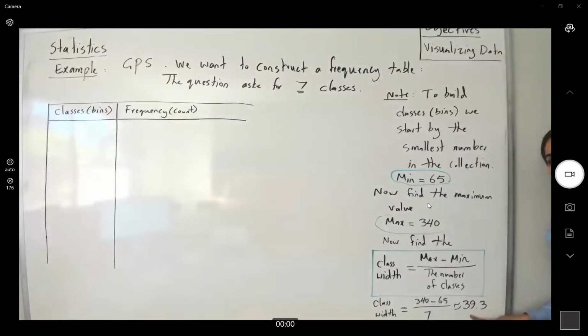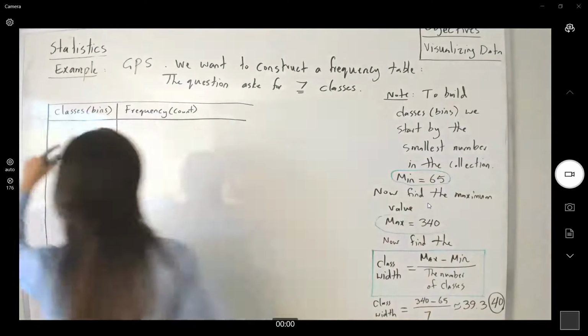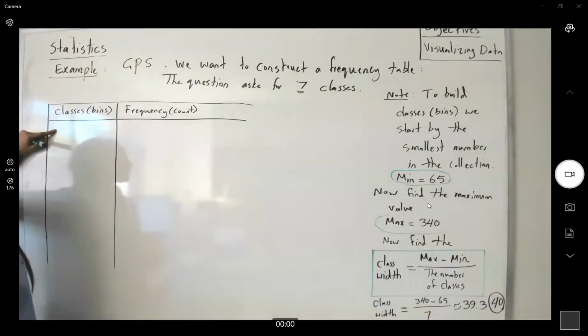We don't like decimals. When you are constructing class width, we don't want to have decimals. You can either round it up or you can round it down. Both of them are fine. So I'm going to round this up and I'm going to use 40 as class width. Well, what is the next step? We're going to construct our first class.